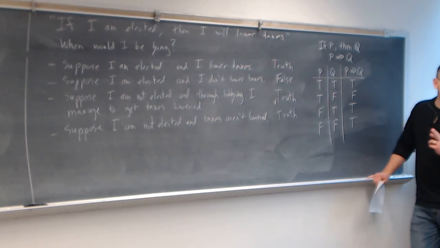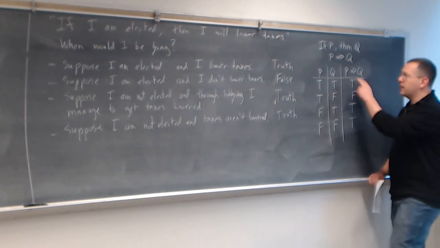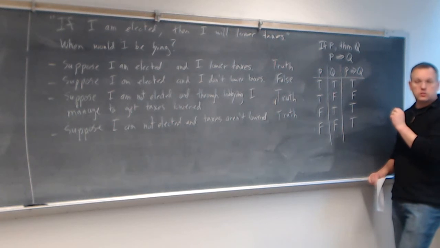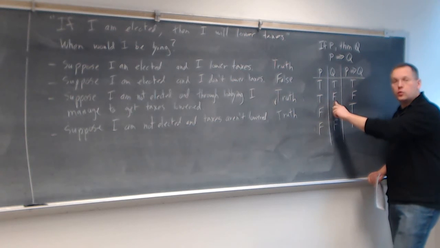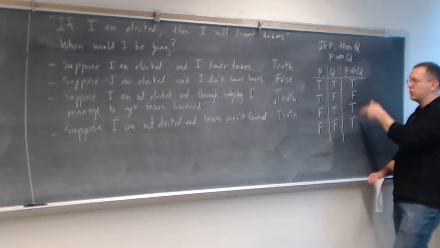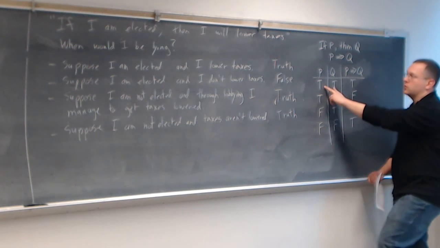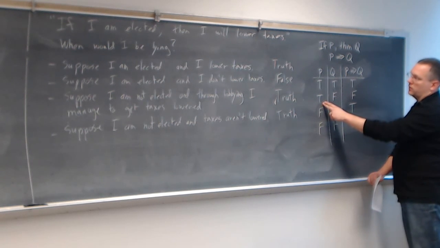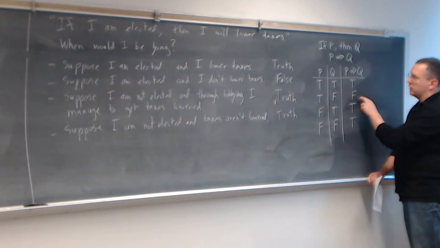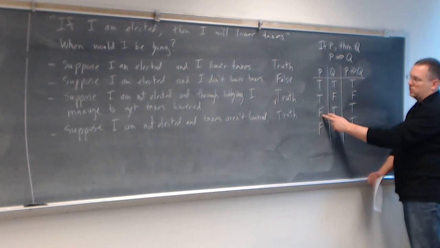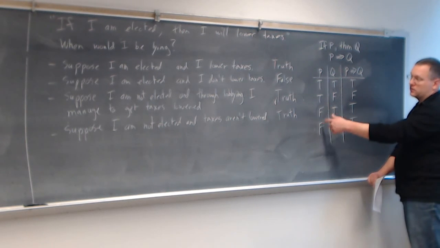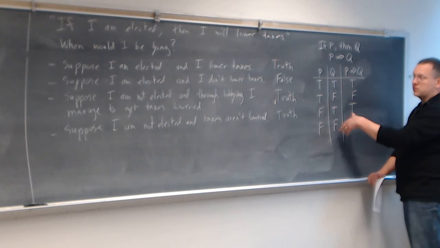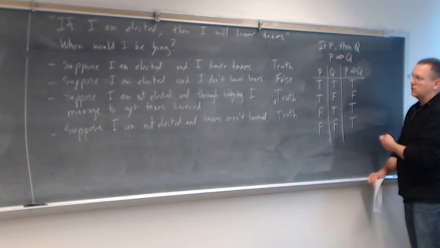The only case where P implies Q is false is when P is true but Q is false. So in your truth table, if both statements are true, then it's true. If P is true, Q is false, then P implies Q is false. If P is ever false, then it doesn't matter what's going on with Q. If this condition never happened, then it doesn't matter what the second sentence was.